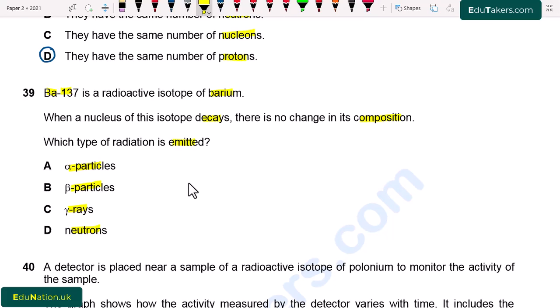So here will be the emission of gamma rays because there is no change in the composition when the gamma rays are emitted. When alpha particles are emitted, mass number decreases by 4 while the atomic number decreases by 2. For the beta particle, there is no change in the mass number but the atomic number increases by 1. So here option C is correct.